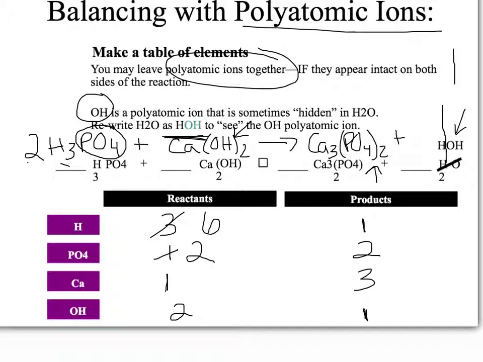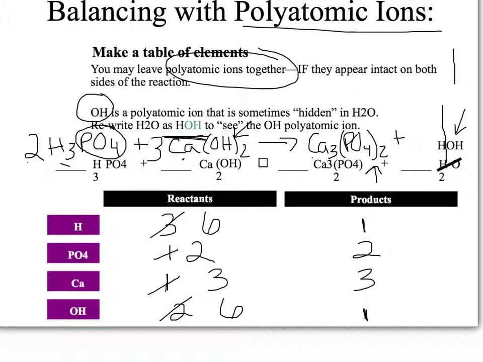Now what about calcium? Calcium on this side is 1, but over here is 3. So what I'll do is add a 3 as the coefficient. And when I do that, the calcium's balanced, but now this 3 goes with this OH, and we already had 2. So 3 times 2 is 6.